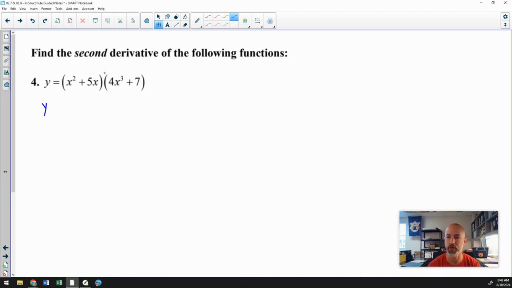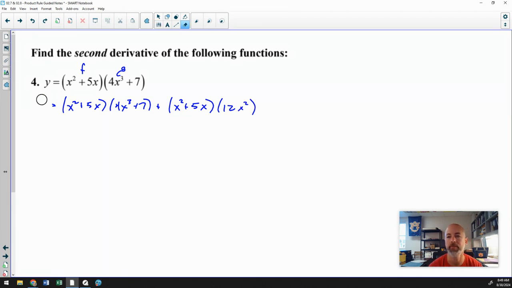If I jump straight into the derivative, this is a product, that's f times g. And if I did the product rule, I'll do f prime, that's x squared plus 5x. Leave g alone, 4x cubed plus 7. Plus, now I'm going to do g prime, so I'm going to copy the f, x squared plus 5x, and g prime would be 12x squared. And that's mislabeled. This is y prime, not y. Whoops. I'll call it dy dx. Okay, so there's my first derivative.